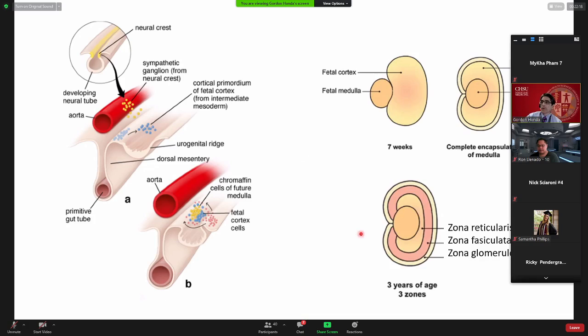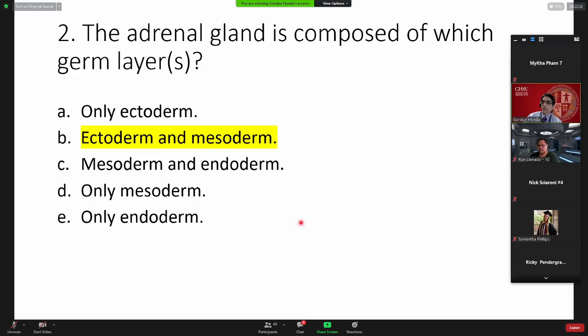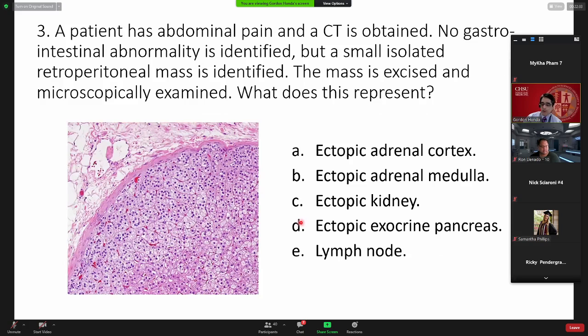Though I have to admit, I'm always surprised when you find errors like that in a textbook. They should have caught that. So the answer is ectoderm and mesoderm. Any questions about that? Okay. This one's a little bit trickier. Let me give you at least a minute and 40 seconds on this.